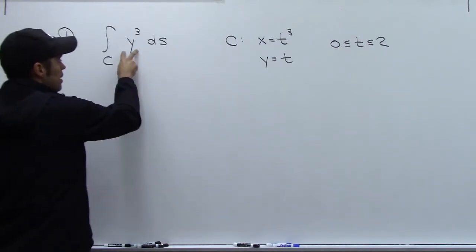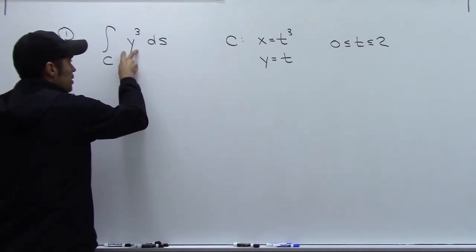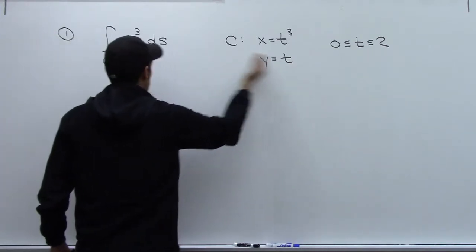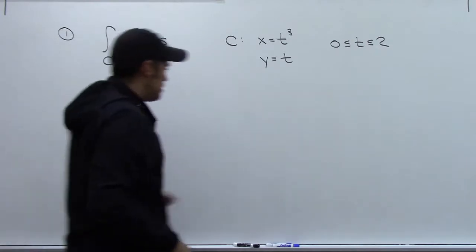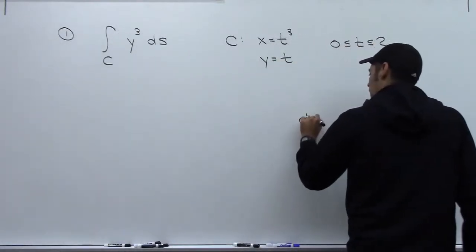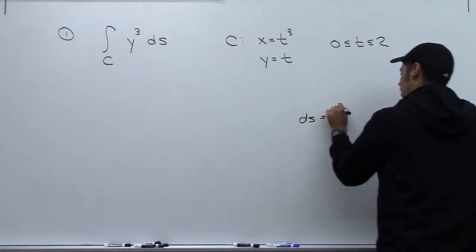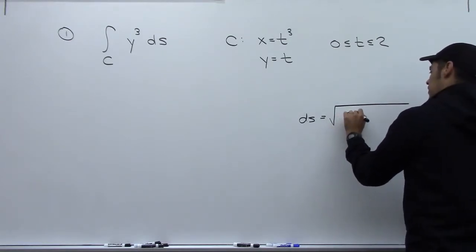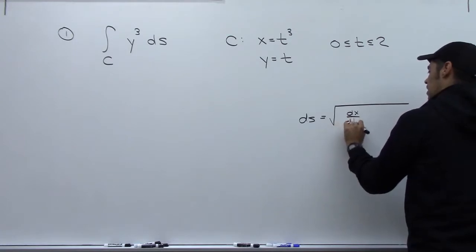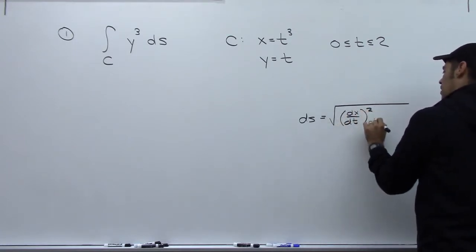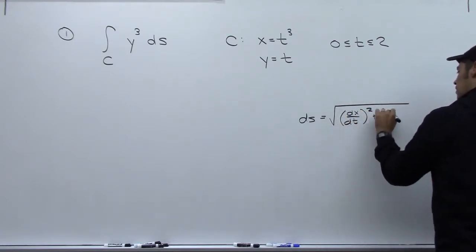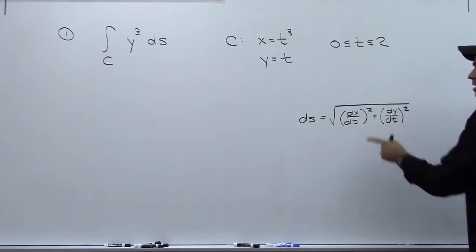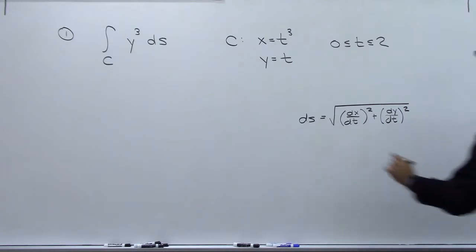All right, so all we need to do here is, since we already know the scalar function, y cubed, we will simply replace that with t, so it'll become t cubed. But ds, remember, is equal to the square root of the derivative of x with respect to t squared plus the derivative of y with respect to t squared. So we're going to need to compute this. Let's go ahead and do it right here.